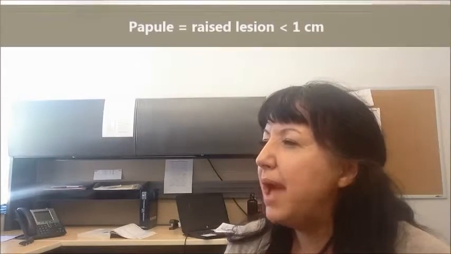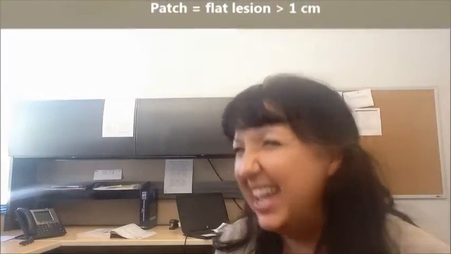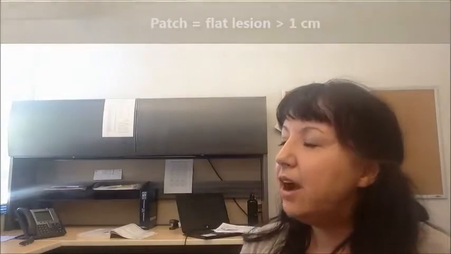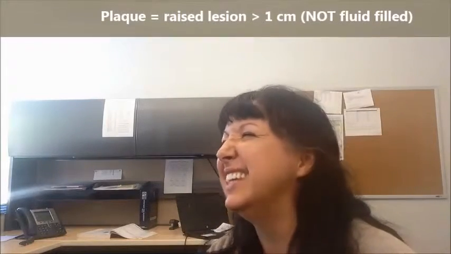What is a large macule called? So a flat lesion that is larger than 1 centimeter. Right, it's a patch. What is a large papule called? So it's raised, but it's larger than a centimeter. That's a plaque. Absolutely. That's a plaque.